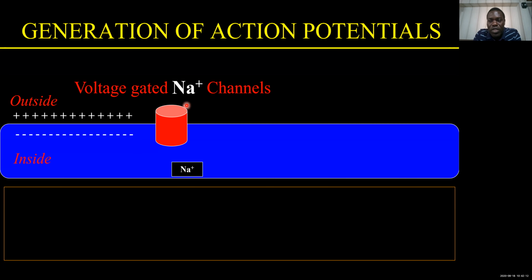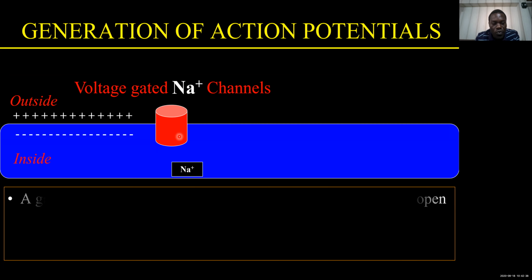Now I'm bringing the concept of gated channels. For gated channels, we said that you can have voltage gated, ligand gated, and mechanically gated channels. I'm bringing the concept of voltage gated sodium channels. We have voltage gated sodium channels, usually on the cell membrane, and that means that they're always closed, but they can be opened if there's a stimulus.